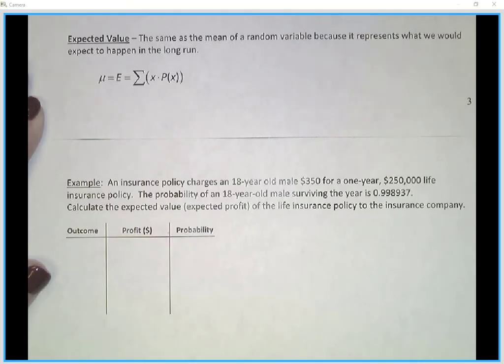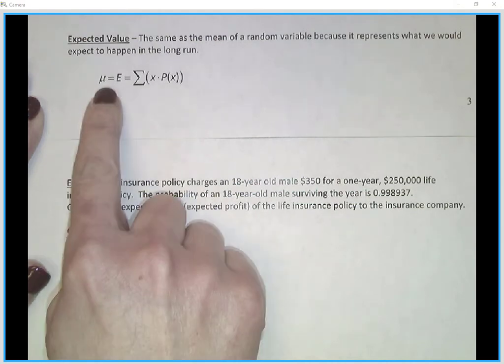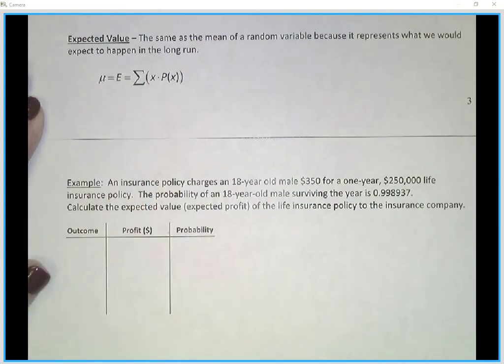Now what we're going to do is look at expected value. If you look at the definition of expected value, you'll notice that it is exactly the same thing as the definition of the mean, because the mean is long-term or long-run expectation. In these word problems, they tend to use the wording expected value instead. That's your key phrase.